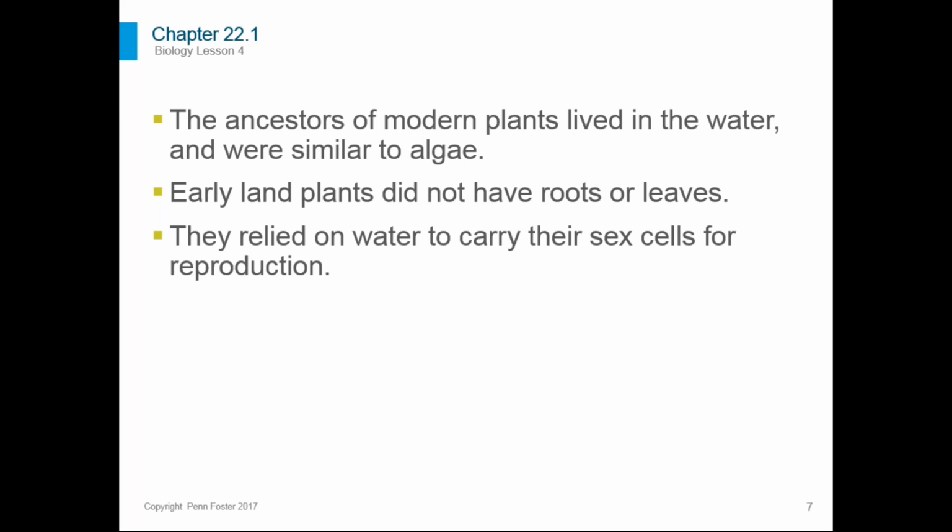Early plants that lived on the land didn't have roots or leaves. They had to grow in damp areas where they could soak up the water rather than having a system to pull it up from the ground. And they couldn't grow very tall. So they relied on water to be around them so that they could have water in all their cells, and they relied on water to carry their sex cells for reproduction. So it's different from plants today, and we'll talk about what plants today do.